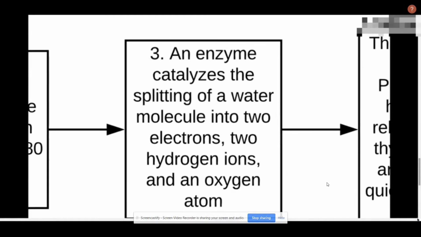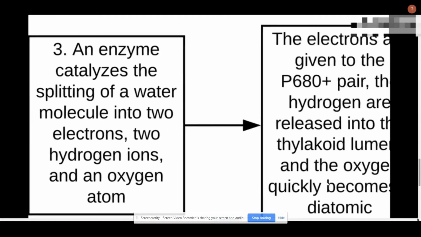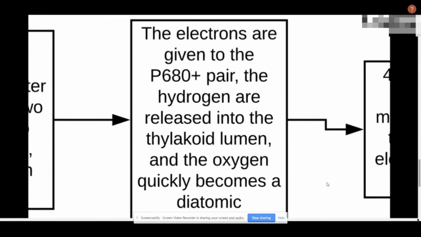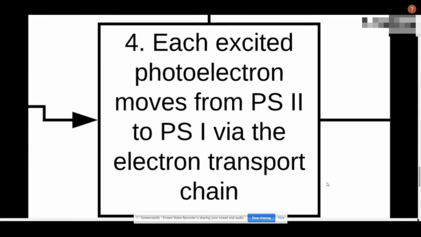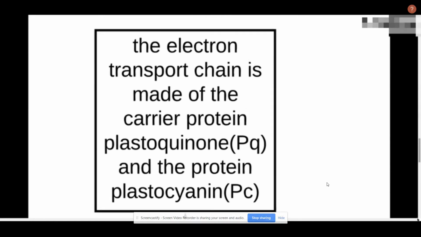Next, 3. An enzyme catalyzes the splitting of a water molecule into 2 electrons, 2 hydrogen ions, and an oxygen atom. Then, the electrons are given to the P680+ pair. The hydrogen ions are released into the thylakoid lumen, and the oxygen quickly becomes a diatomic, or O2. For step 4, each excited photoelectron moves from PS2 to PS1 via the electron transport chain.